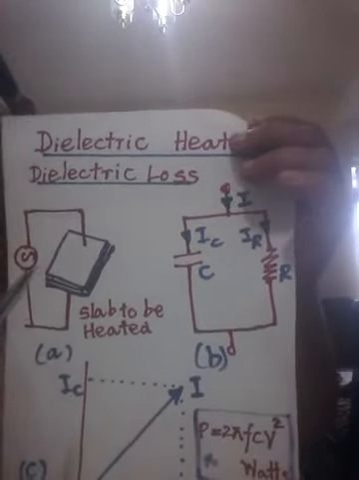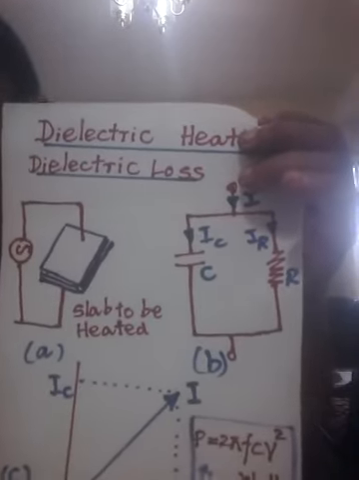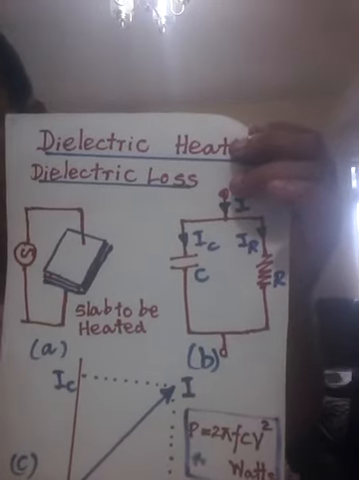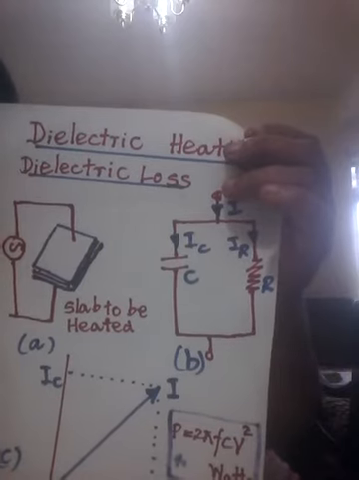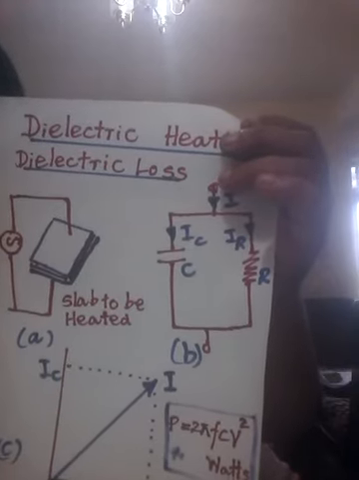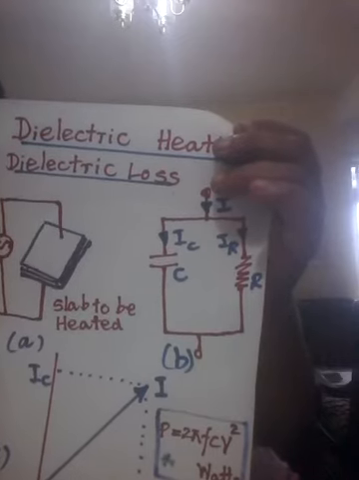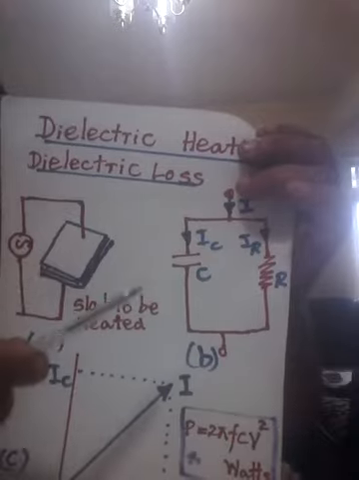This is the principle of the ordinary capacitor, connected across the AC supply. It draws a current which leads the voltage by an angle phi, a little less than 90 degrees.